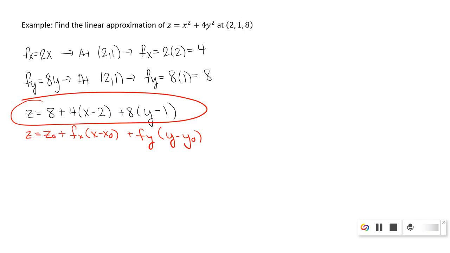So z equals, and the z value at that point is 8. So z equals 8, my f sub x was 4, and then x minus 2. F sub y was 8, and then y minus 1. So there's the equation of my tangent plane. That is also my linear approximation of this function. So I would say really the only difference between this formula and the other formula is that my equation is actually solved for z. So it's of the form z equals.